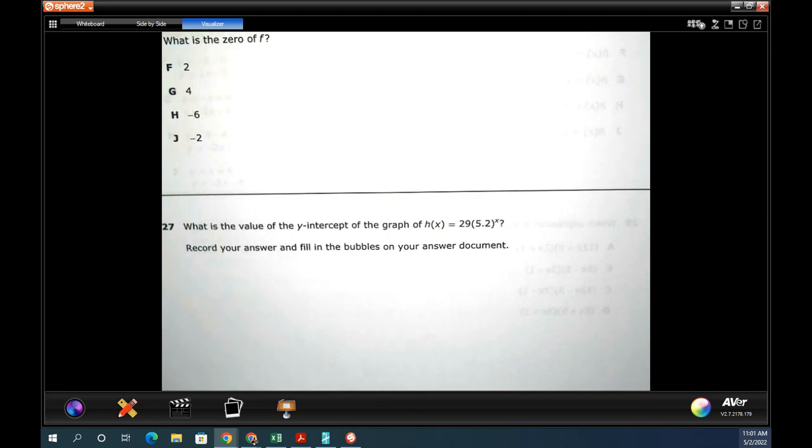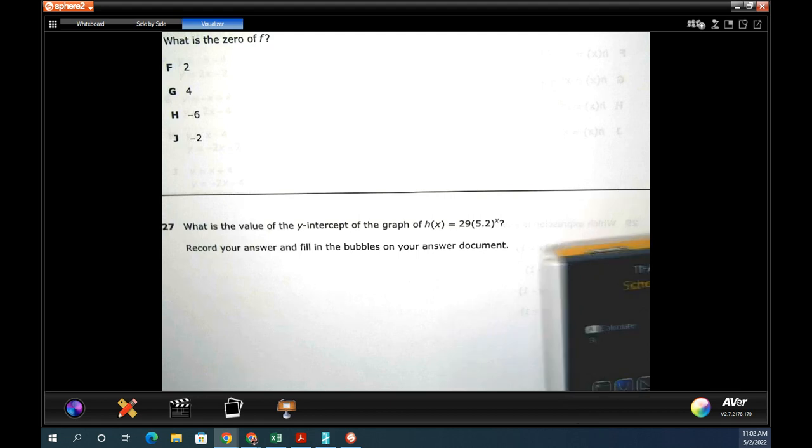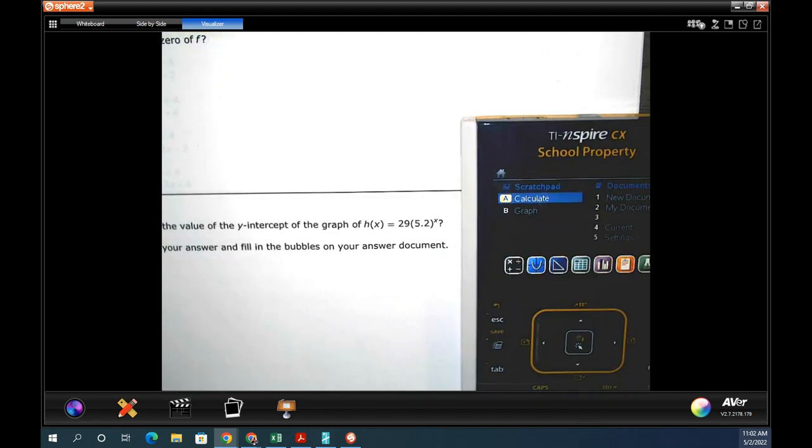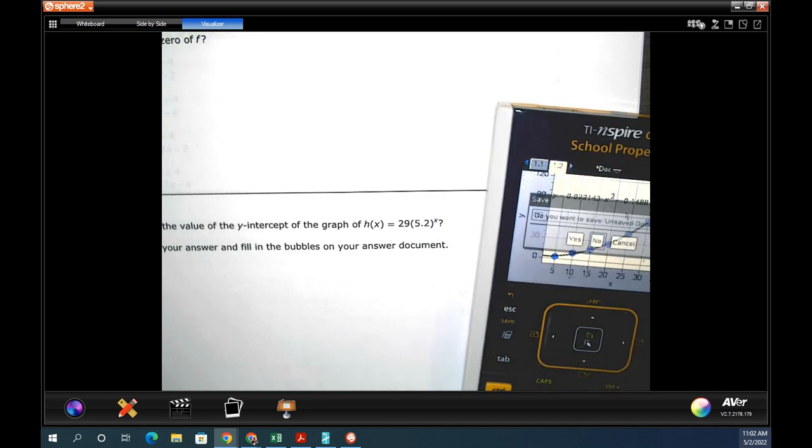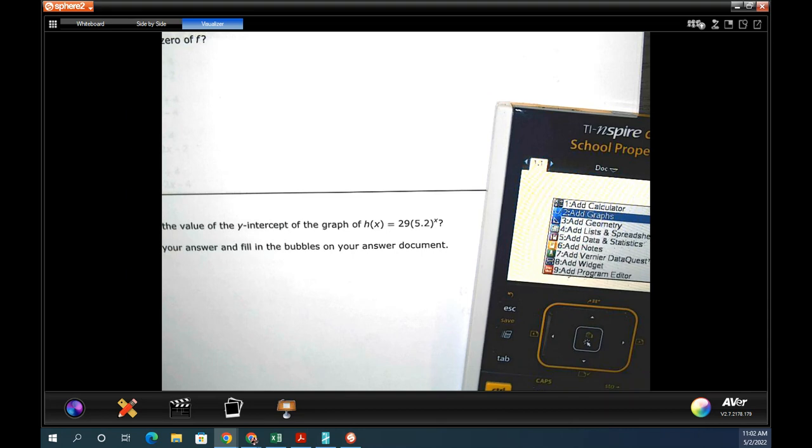What is the value of the y-intercept of the graph of h of x equal 29 times 5.2x? Guess what we're going to do? Where are we going to put that? How are we going to find the y-intercept here? Y'all ever heard of creating a graph? Get your calculator out. New document. No. Add a graph.